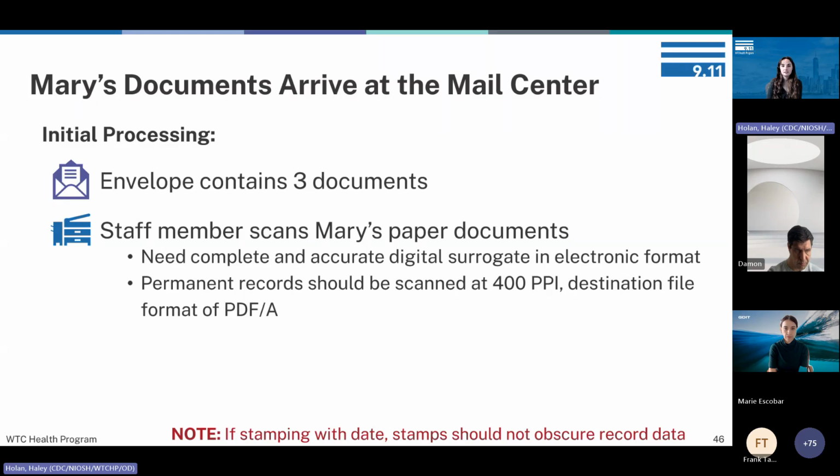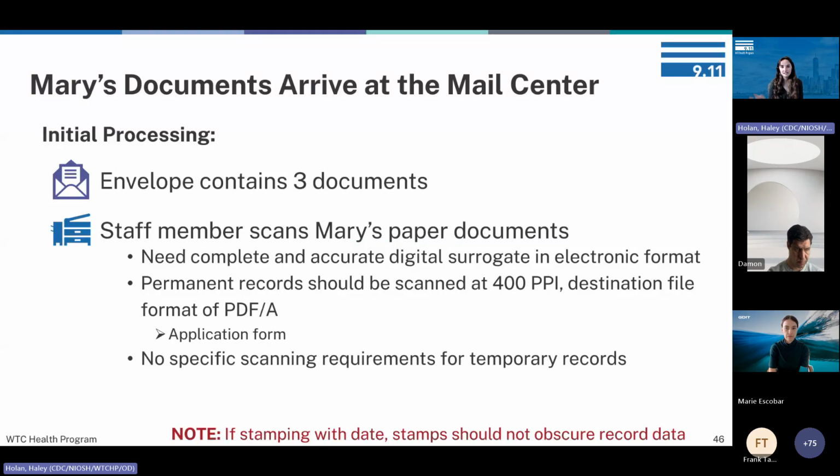For permanent records, again, we have the specialized scanning requirements. They need to be scanned at 400 pixels per inch with a destination file format of PDF/A. And in this example, that permanent record would be considered the application form and any supporting documents for that application package. We don't have any specific scanning requirements for temporary records. They just need to be legible and complete. So that would be the HIPAA form and the designated representative form.